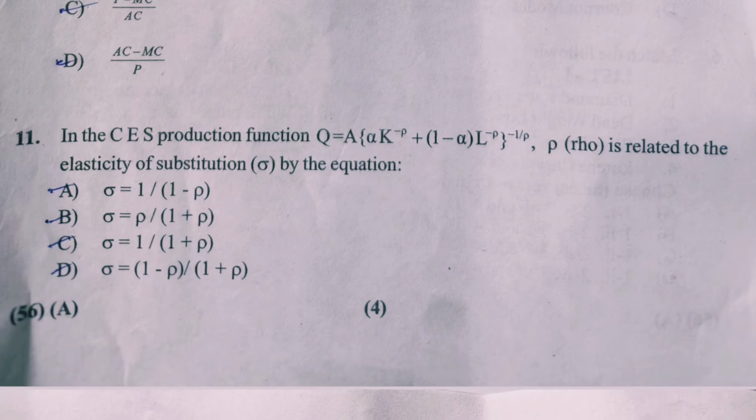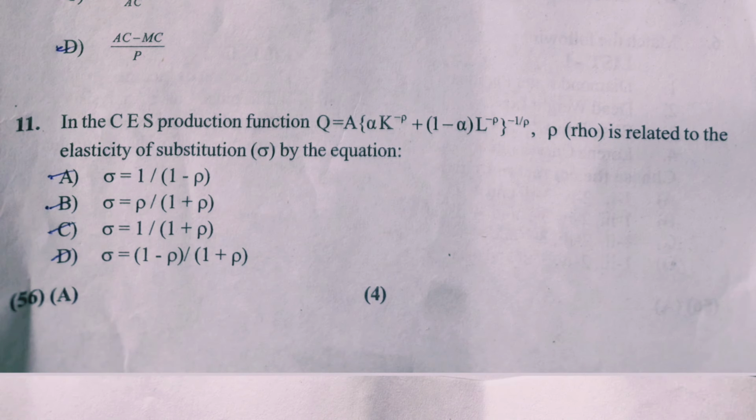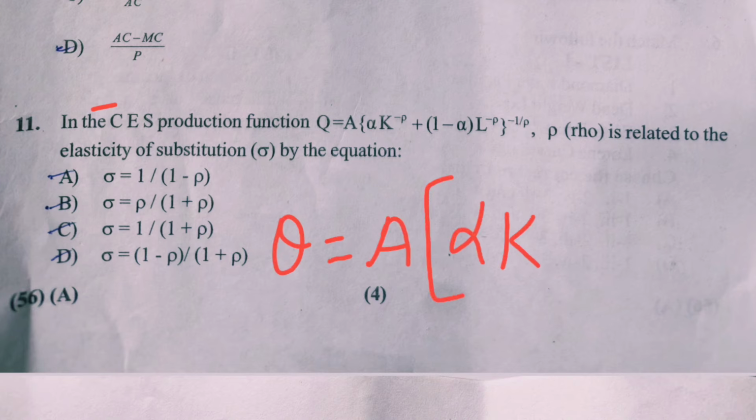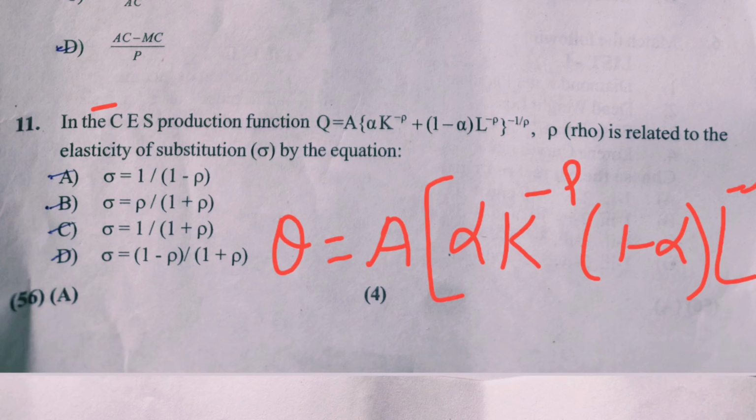Then we have question number 11. In case of the constant elasticity of substitution production function, we have Q equal to A, which shows total factor productivity. We have A times K to the power negative rho, then 1 minus alpha L to the power negative rho, again raised to the power negative 1 upon rho.